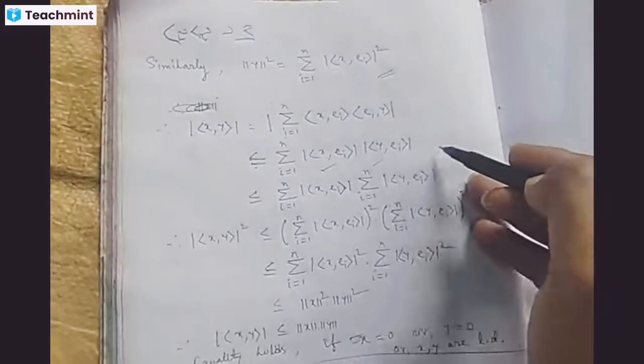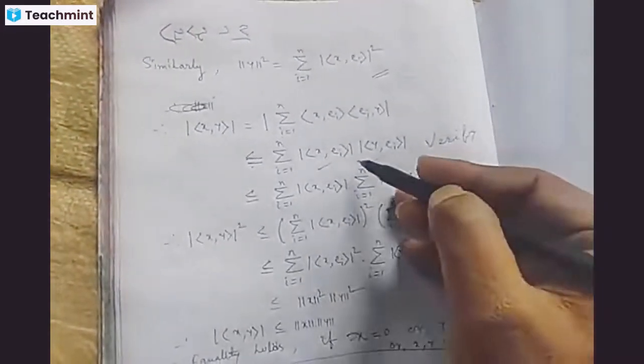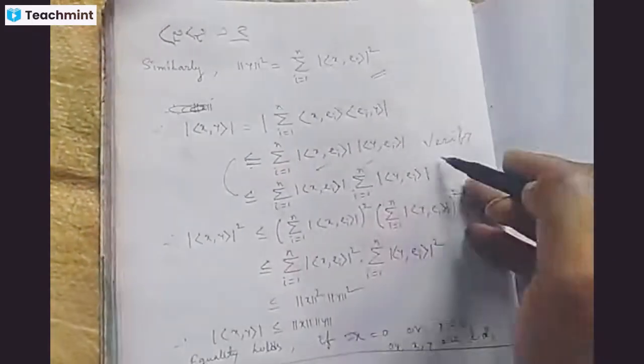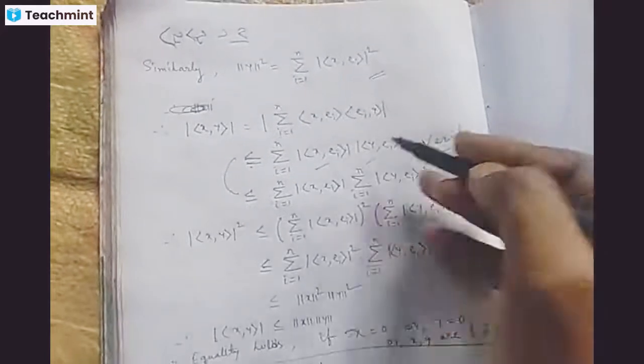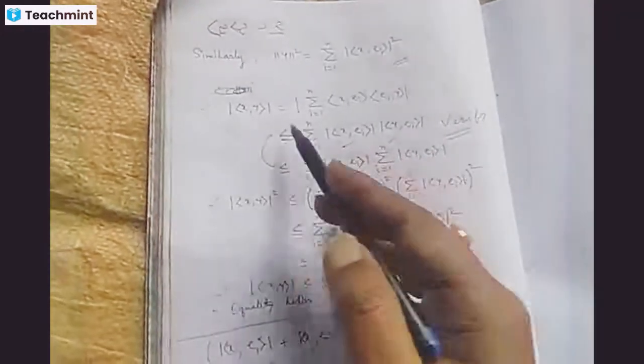I have verified; you can verify also whether this is true or not. In these two relations, less than or equal to, you can verify whether it exists or not. I have verified this is true. Now we'll take squares on both sides.